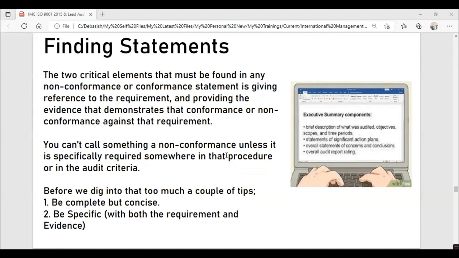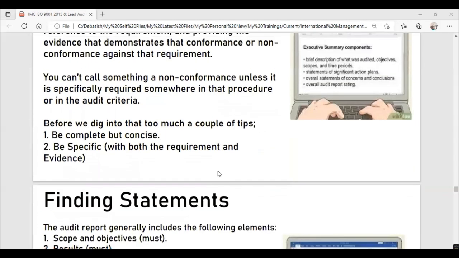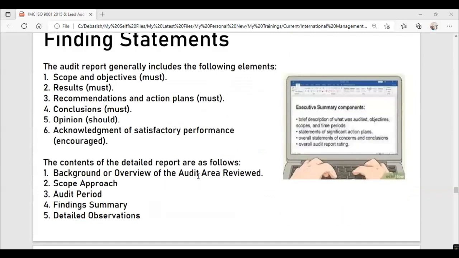Before we dig into that too much, a couple of tips for all of you. Be complete in your reporting, be concise, and be specific with both the requirement and the evidence as expected from the ISO standards. The audit report generally includes the following. Number one, it must include the scope and the objectives. It also must include the results of the audit. It also must include the recommendations and the action plans.